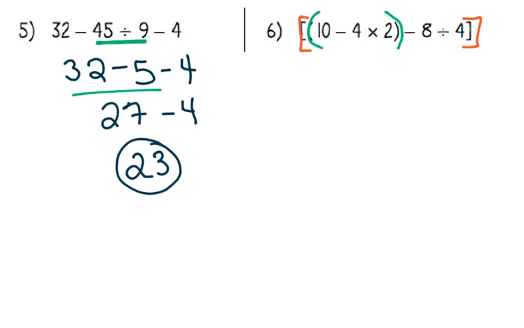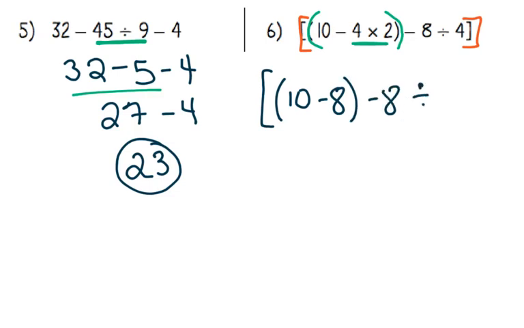Now, inside the brackets, we still can only do one operation at a time. So we look at this and we have 10 minus 4 times 2. We have to start with 4 times 2. So we rewrite everything else, and we get 10 minus 8 minus 8 divided by 4. It's really important that you keep the brackets that you have here so it doesn't change the order. If you forget those, it might change the order that you do the problem.